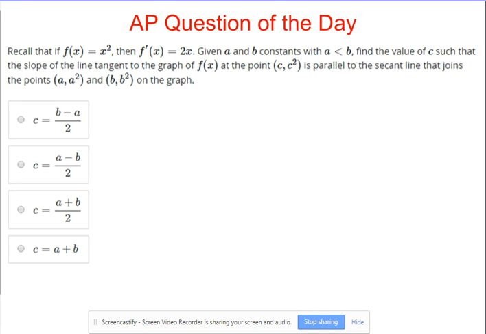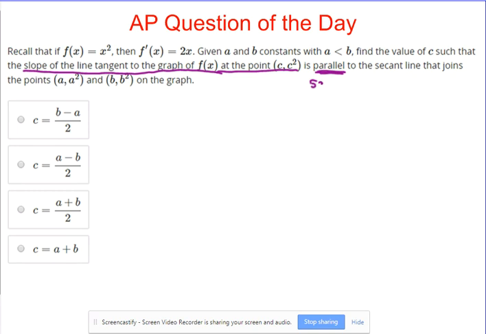Then they say a and b are constants. A is less than b. That may come into play. It may not. You never know. Find the value of c such that the slope of the line tangent to the graph at the point c squared. So slope of the line tangent to the graph, we should start thinking derivative, is parallel.